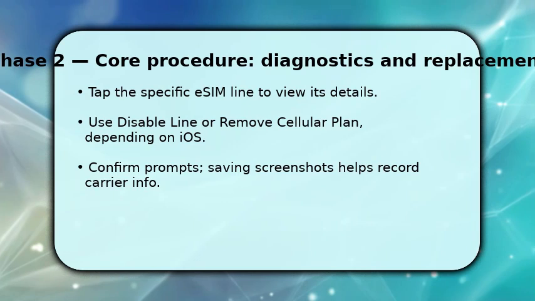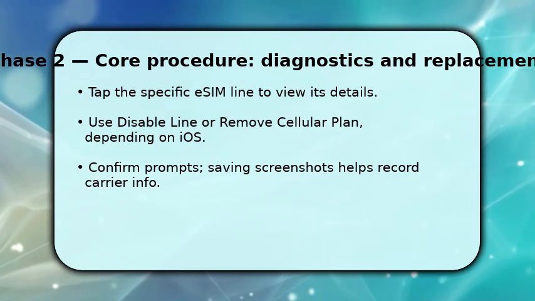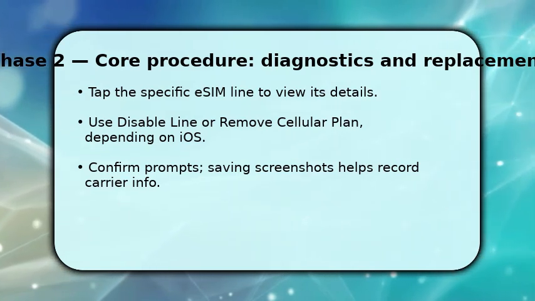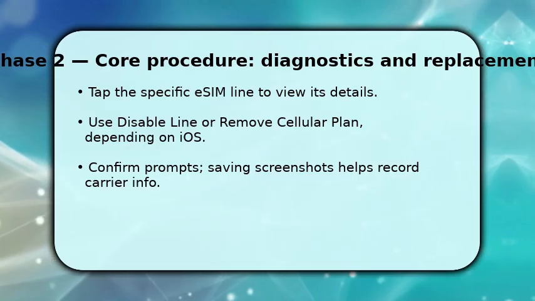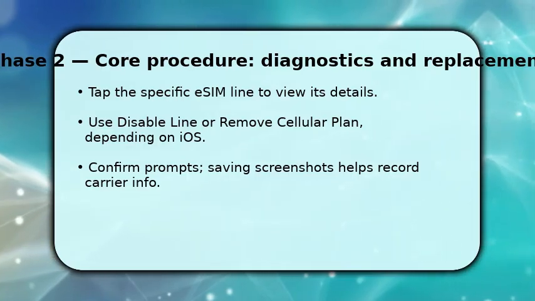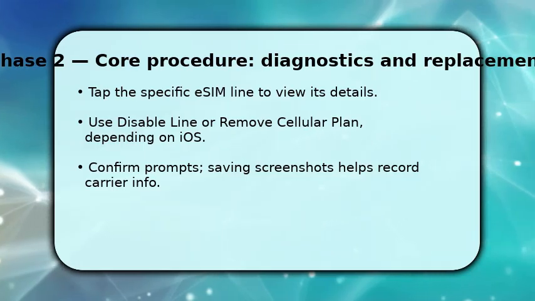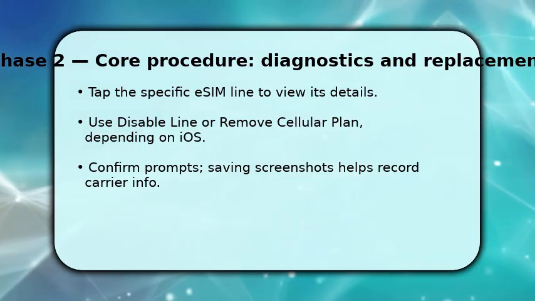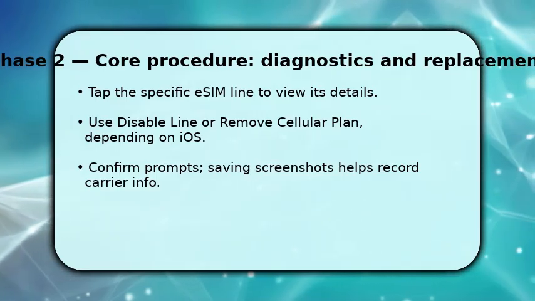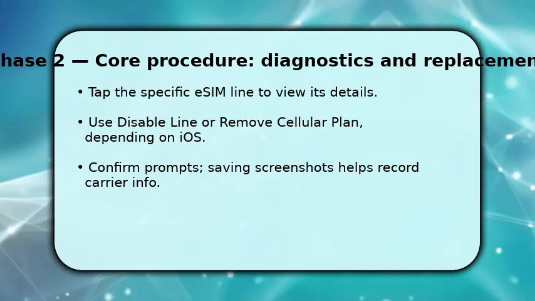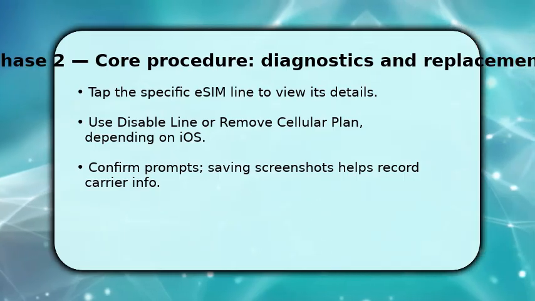You now tap the eSIM entry to open its details, because the Disable controls live inside. Next, choose Disable this line or Remove Cellular Plan. Labels vary with iOS, so read the confirmation text before tapping. If you plan to re-enable later, choose Disable rather than Remove. This preserves your profile. Make sure to confirm any prompts, and if asked, enter your passcode or Face ID.